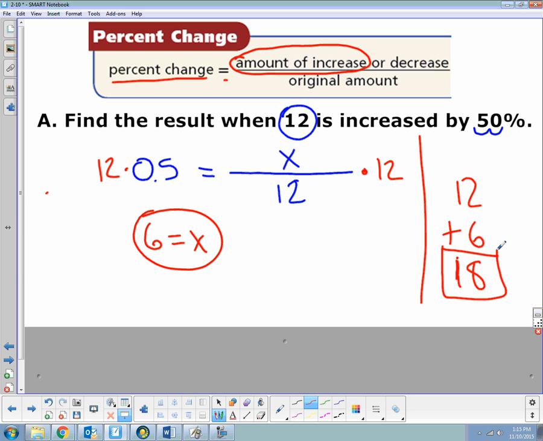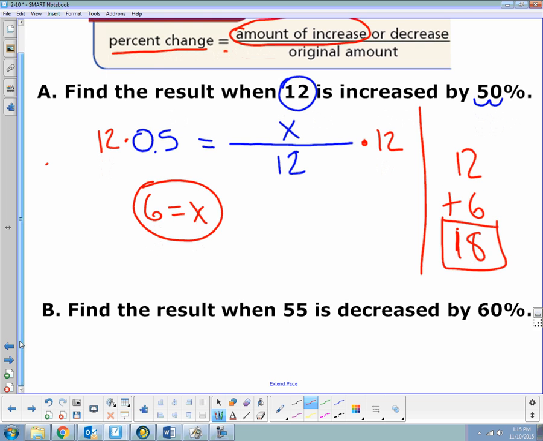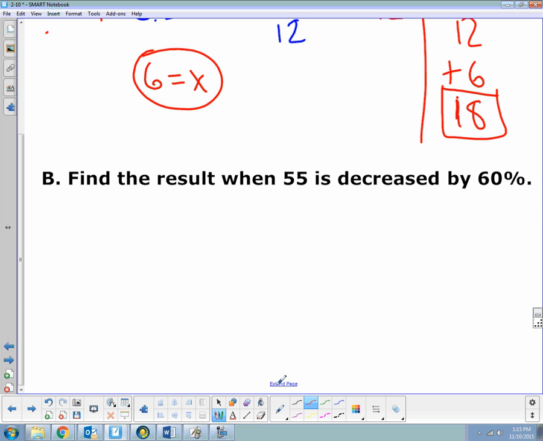This has multiple steps in it. You can use the formula. It's a great formula. Use the formula. But the formula only gives you how much it's changing, not the final answer. It tells you how much it's increasing or decreasing. You have to take the final step to figure out what the final answer will be. Let me do one more with you.